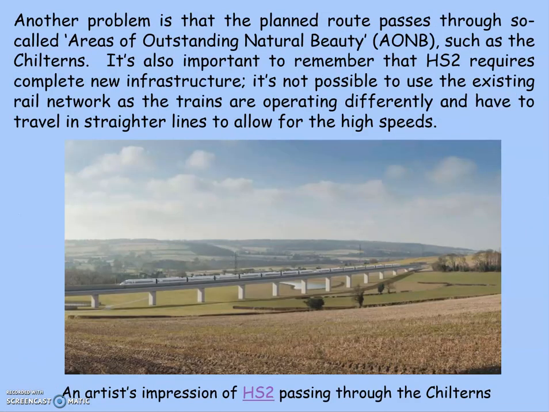Now, another problem about the route is that it passes through various so-called areas of outstanding natural beauty, AONBs, such as the Chilterns. And the other thing to remember is that HS2 requires completely new infrastructure, as you can see on that artist's impression at the bottom. It's not actually possible to use the existing rail network.